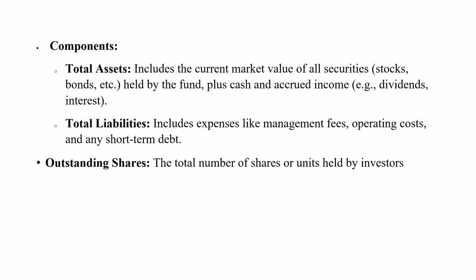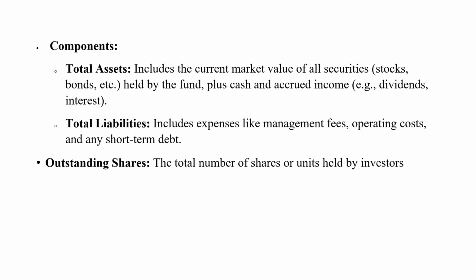Now, an example based on the components. Total assets include market value of securities like stocks value, bond value, cash or cash equivalents, and accrued income, which is interest or dividend, etc. When you add all these items together, you get the total asset value. So total assets equal stocks plus bonds, cash equivalents, any interest or dividends, or any other type of assets which has to be considered under assets by the company.